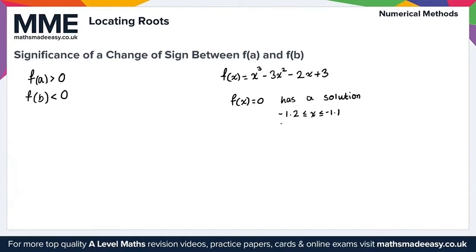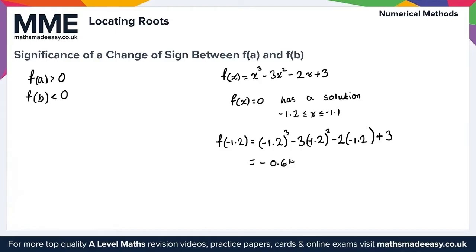So if we start with minus 1.2 here, so in that case f of minus 1.2, well, this is simply equal to minus 1.2 cubed minus 3 lots of 1.2 squared minus 2 lots of minus 1.2, and then plus 3 there. Okay, so all we need to do now is simply evaluate this using our calculator here, and what we find for f of minus 1.2 is this is equal to minus 0.648 there.